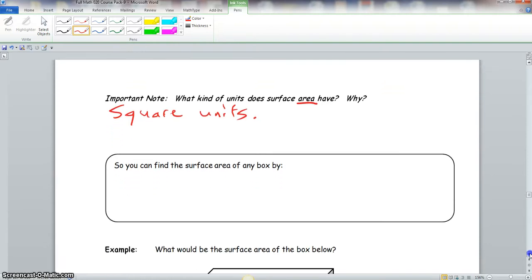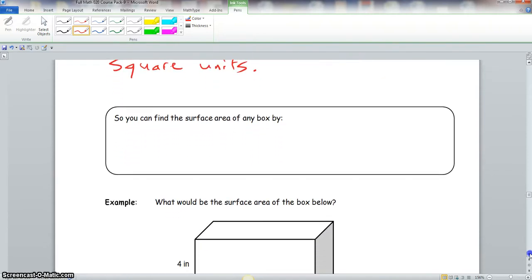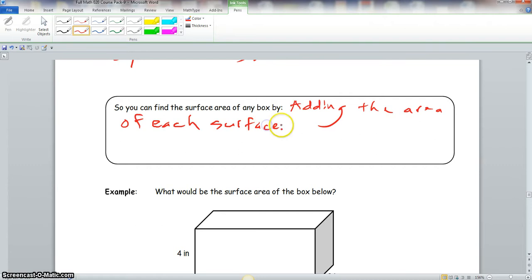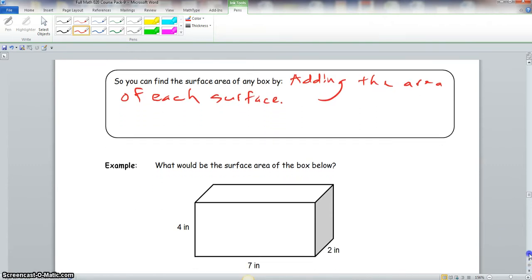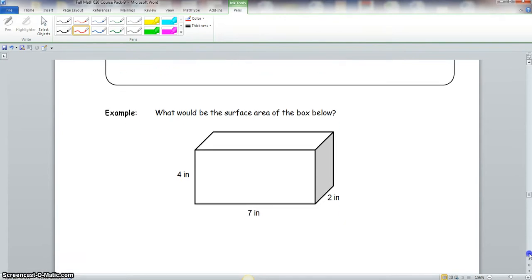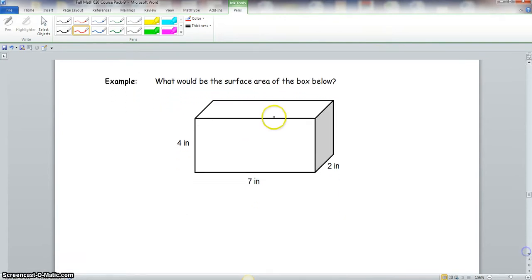So you can find the surface area of any box by adding the area of each surface. Now, we come here to this example. It says, what would be the surface area of the box below?